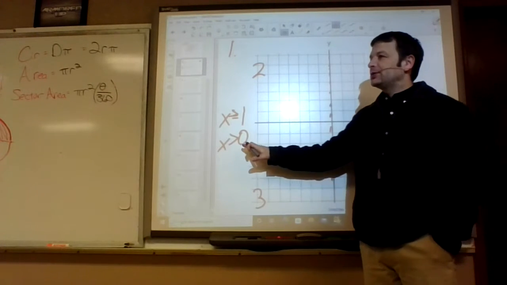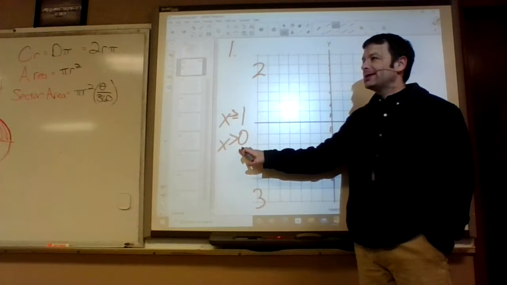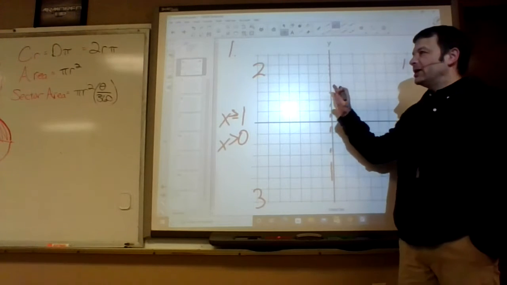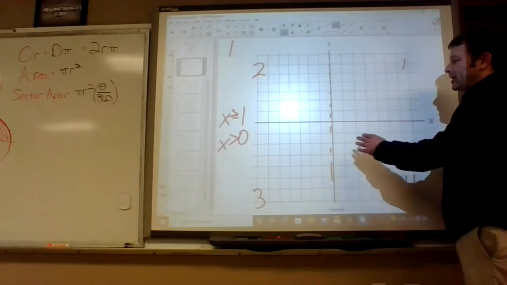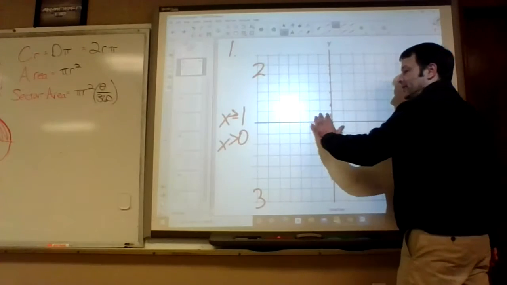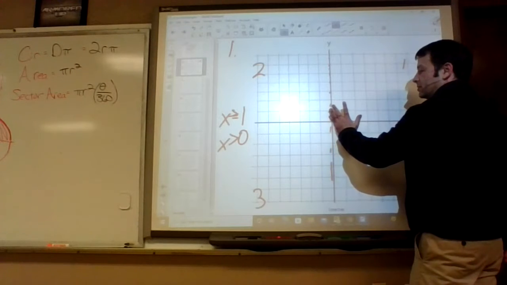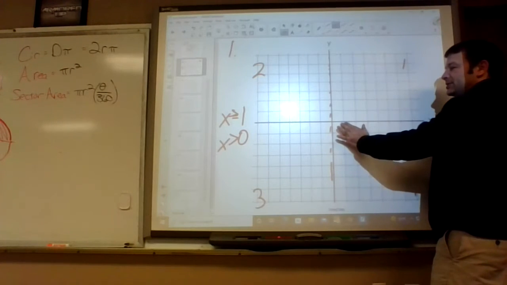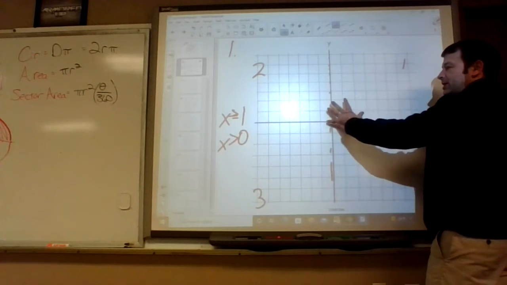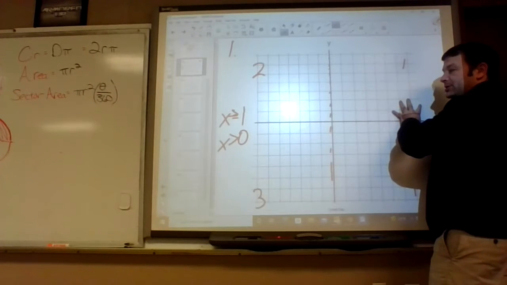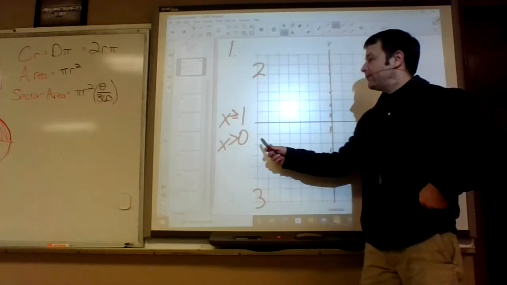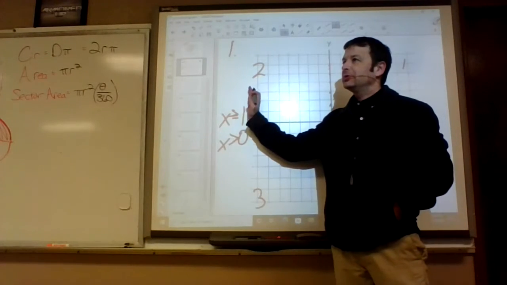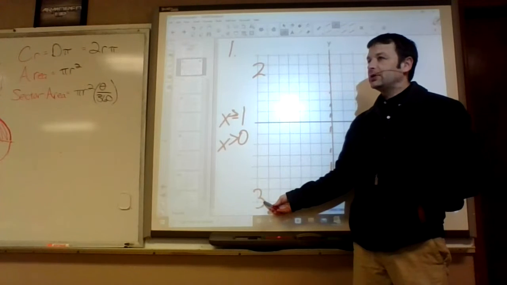So what does x greater than 0 look like? All of this. Why is all this x greater than 0? Because where are x values positive? Everything to the right. So this is x equals 1, x equals 2, x equals 3. Everything to the right would be x greater than 0. So if I said x is less than 0, that would be everything to the left, like the second and third quadrant.